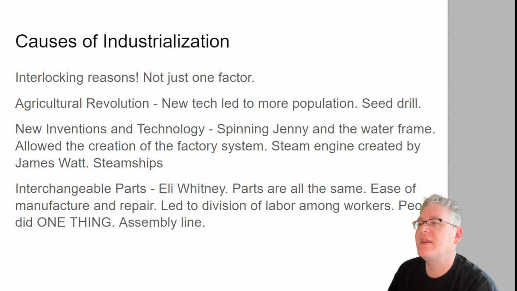So one would be the agricultural revolution. This is usually known as the second agricultural revolution. Some of the new technology that's going on in this time period is going to lead to increased food production and therefore increased population. A good example of this would be the seed drill. This was a machine that you drag behind a horse or a tractor, and it planted seeds deep in the ground, which allowed for better production of the plants you're looking for.